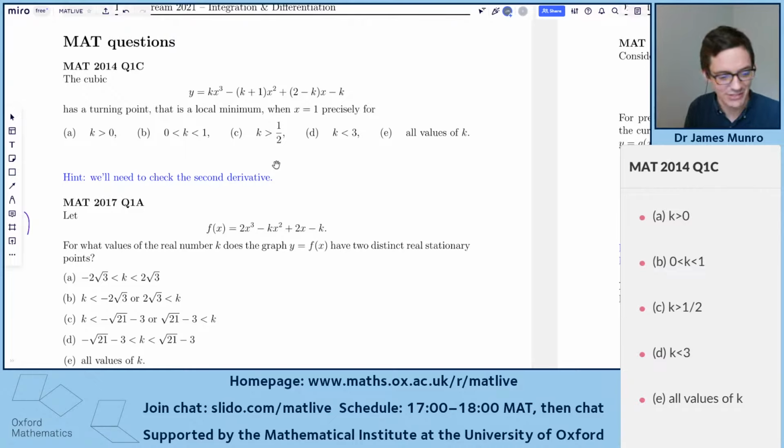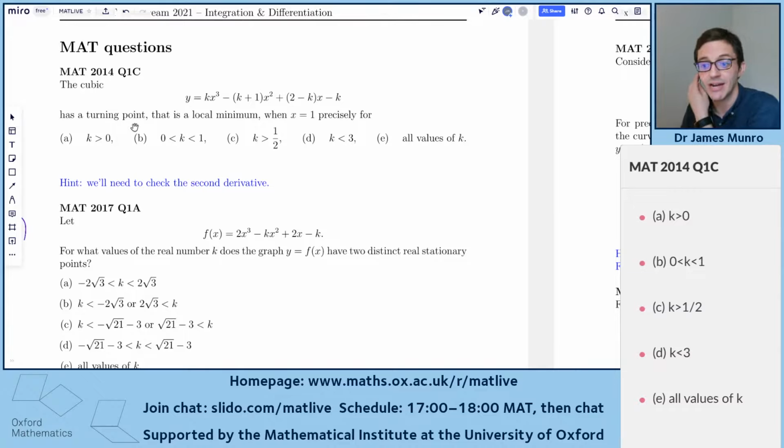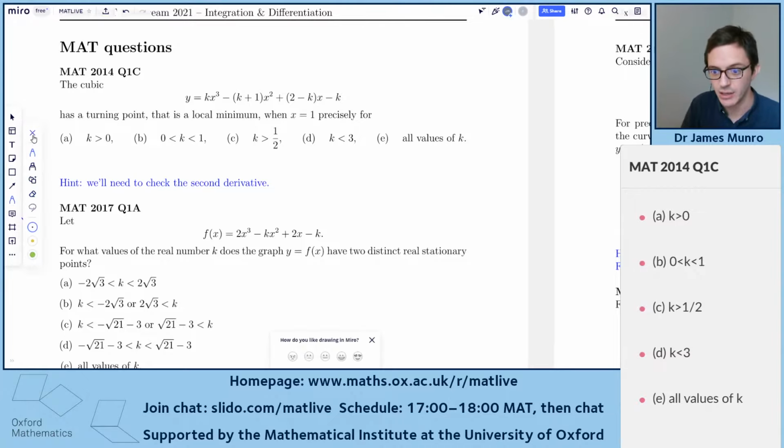Right, okay. We've got a cubic. This is the first question. We'd like to know whether it has a turning point, which is a local minimum, when x equals 1, precisely for which values of k. And the word precisely here is doing a bit of work. It means we can't just say, oh, probably some of the k, or all k. We want to know exactly when it happens. So we can't just give an example of k equals 1 that works. I checked. Need to look at some other stuff as well.